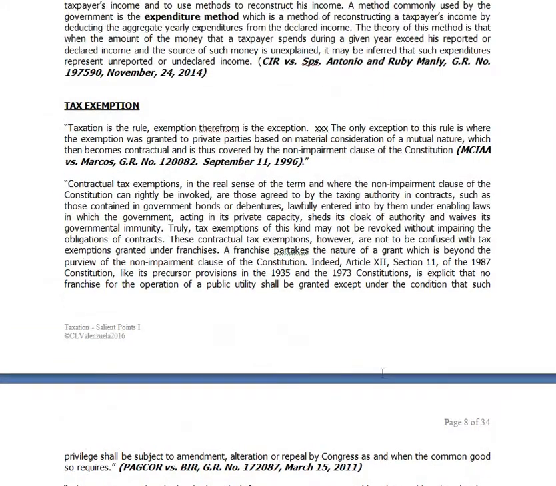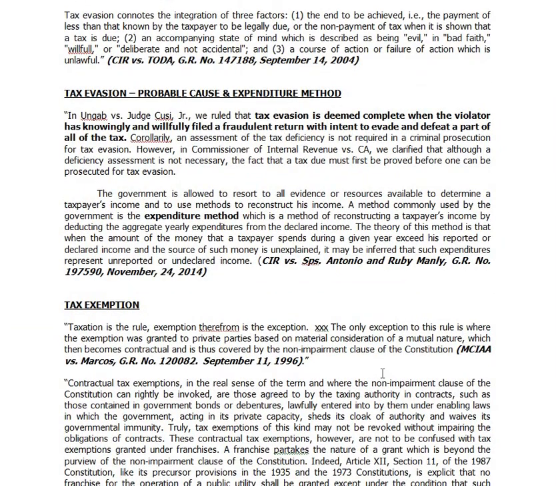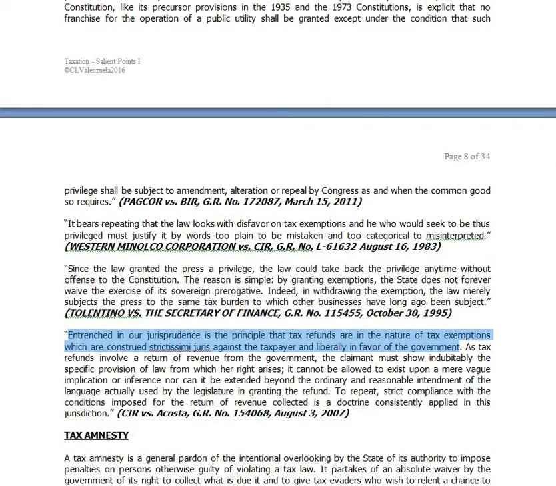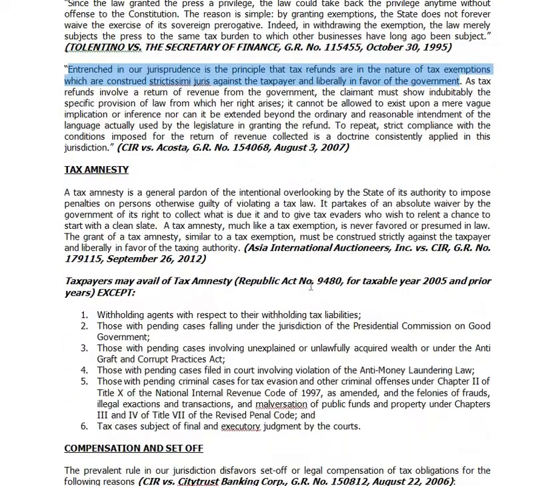Okay, so that's about it for tax evasion versus tax avoidance and the concept of tax exemption. Next, we will discuss tax amnesty.